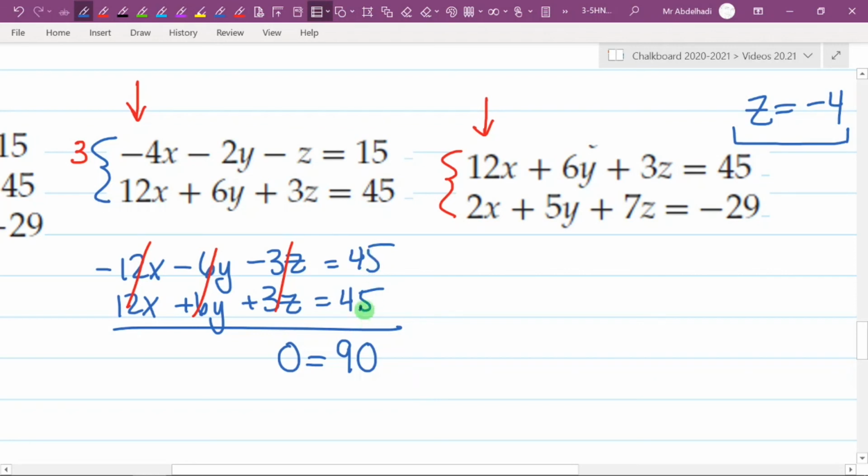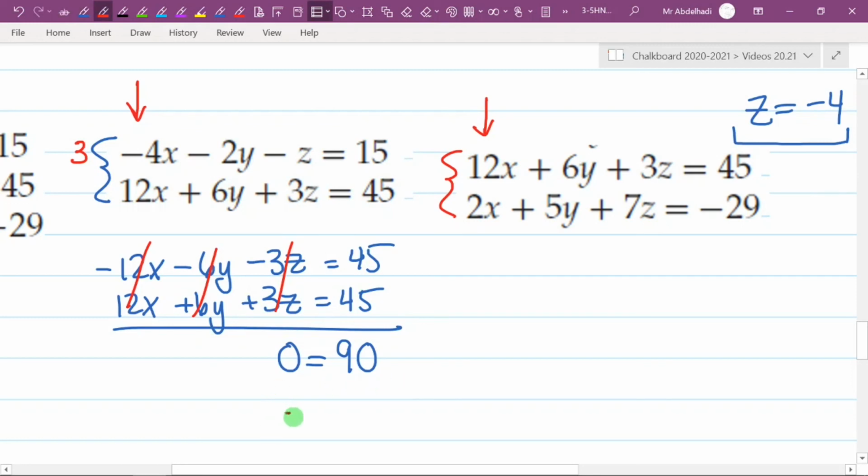Just because they're the same number, they have to also be different signs. This is 3 times positive 15, which is positive 45. And we didn't touch the bottom, so this is still positive 45. So when you add them, okay, these cancel out, these cancel out, these cancel out, but these become 90. And you get something here, 0 equals 90.